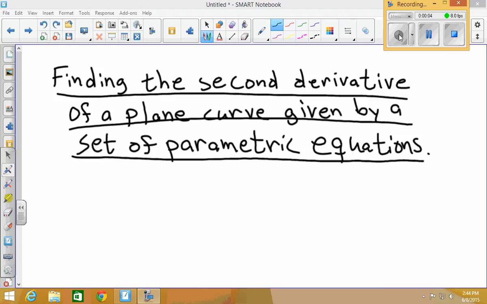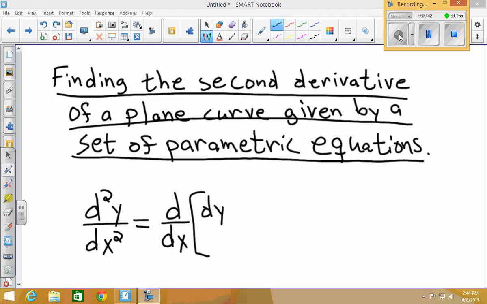Finding the second derivative of a plane curve given by a set of parametric equations becomes important when you want to sketch the graph, find concavity, things of that nature. Remember that if you wanted to find the second derivative of a function y in terms of x, we write it this way, the second derivative of y with respect to x, and really what we're doing is we're just taking the derivative of the first derivative.